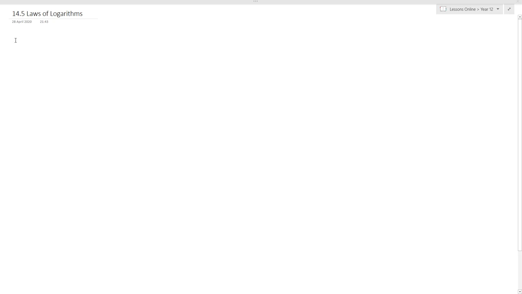Hello. So last lesson we looked at how logarithms are just another way of writing exponentials. So we looked at an example of 10 squared is equal to 100, and we could rewrite that as log to the base of 10 of 100 is equal to 2. And we had a general form where we said that log to the base a of n is equal to x, and that's equivalent to writing it as an exponential: a to the power of x is equal to n.